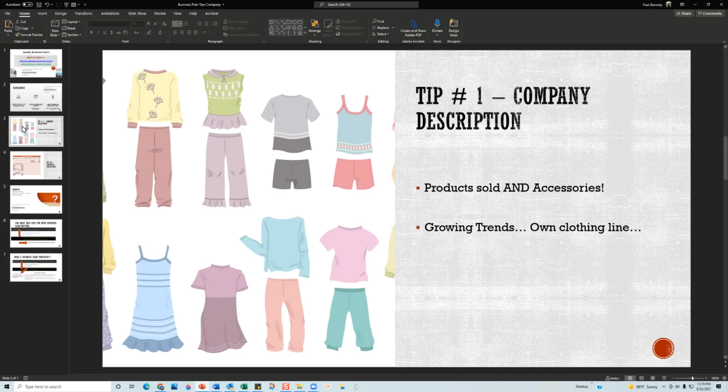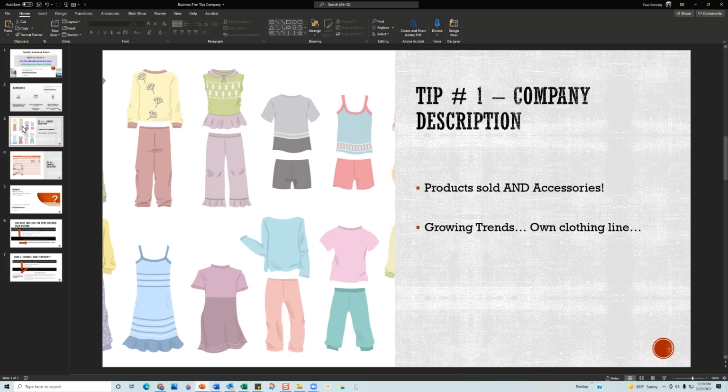So tip number one, first and foremost, when you are doing your company description section for your business plan, make sure to touch on the products and the accessories that you're going to be selling. Some online apparel companies are going to focus on women's clothing. Others may focus on men's sport clothing. And you might have other online apparel organizations focused on high-end fashion, or it very well could even be shoes or accessories.